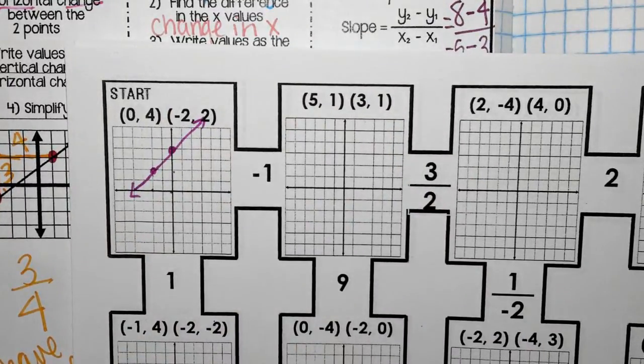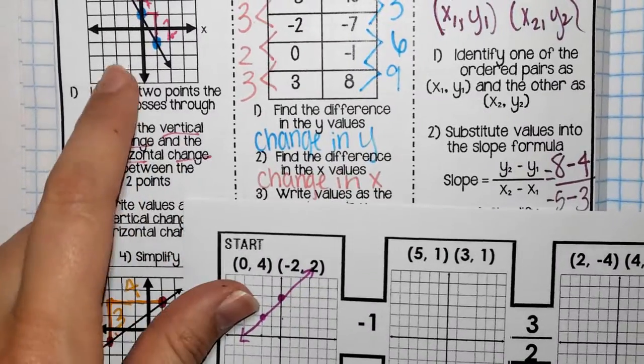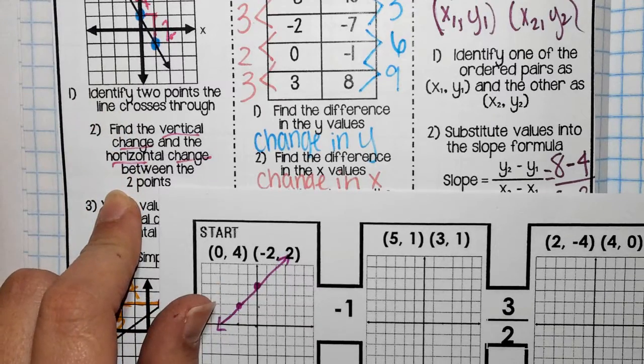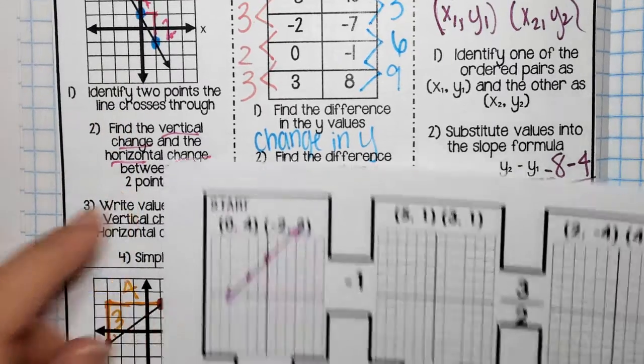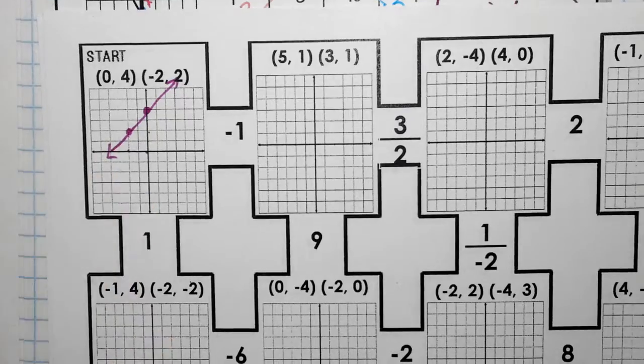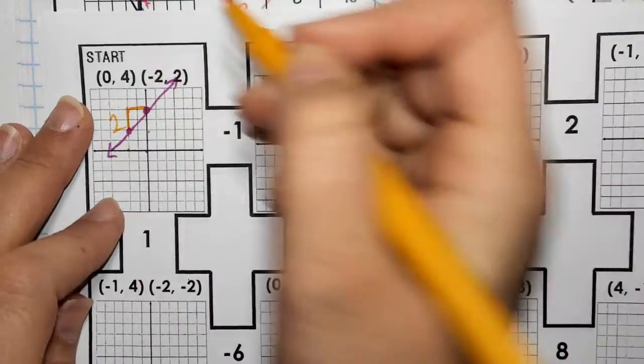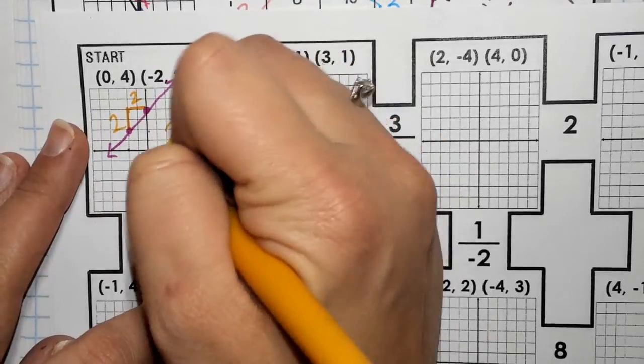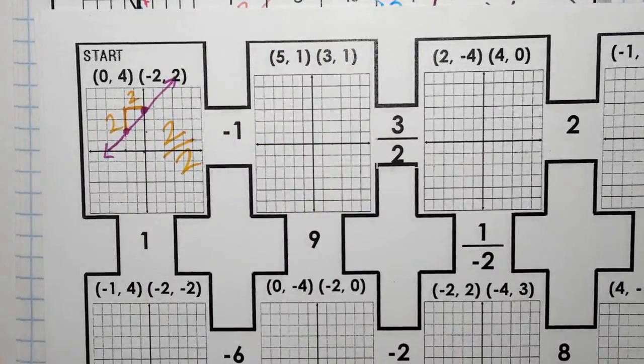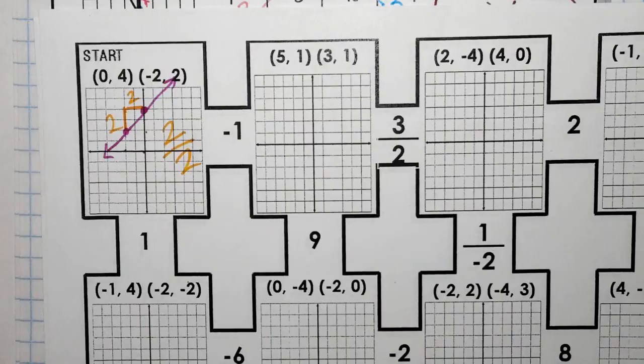Alright, now we have to figure out the slope. We are given 2 points and a graph. We've graphed it. Now we know how to find it. It says find the vertical change and the horizontal change between 2 points. So what's the vertical change here? How many do we need to go up? 2. And then to the right? 2. So it's 2 divided by 2. Is that positive or negative? Positive. 1.